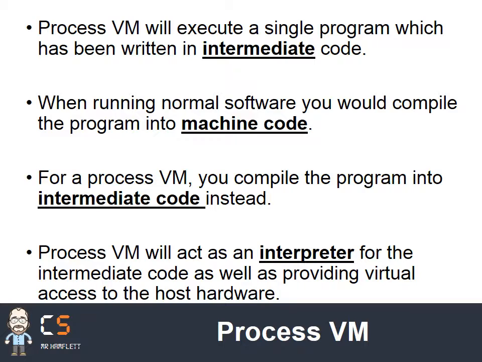For a process virtual machine, however, you compile it into something called intermediate code instead. Now, this is code which doesn't actually run on any processor out there, which sounds a bit weird. I'll explain what that really means in a moment. But a process virtual machine acts as an interpreter. So the process virtual machine will run a single program, and it interprets the intermediate code here and runs it on the actual host CPU.